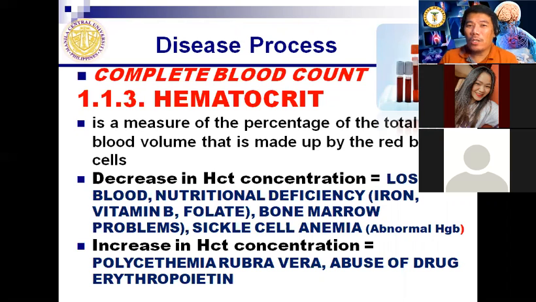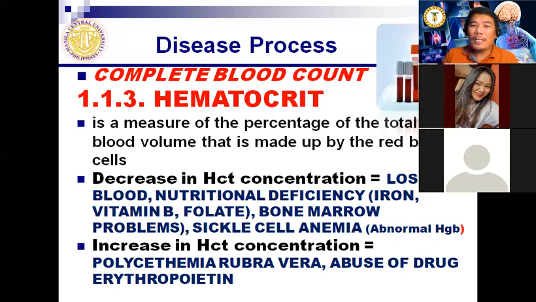So most of the nutritional deficiencies that we have identified are iron, vitamin B, and folate, which is very common for pregnancy. Another is if there are bone marrow problems, so expect decreased hematocrit and sickle cell anemia. So that's the difference. Sickle cell anemia is anemia because of the abnormal hemoglobin. But for nutritional deficiency, we are talking about the level of iron, the vitamin B, and the folate.